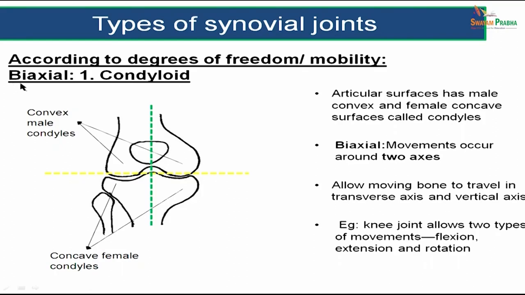Then we come to biaxial, or when there are two axes. The first variety is called condyloid joint. Now, in condyloid joint, the articular surfaces have got a male convex surface and a female concave surface, which are called condyles. And the movement occurs around two axes. So, we can see one axis and we can see another axis. So, the movement occurs along a transverse axis and a vertical axis. Examples of such joints are the knee joints, which allows two types of movements, flexion and extension in one and rotation in the other axis.